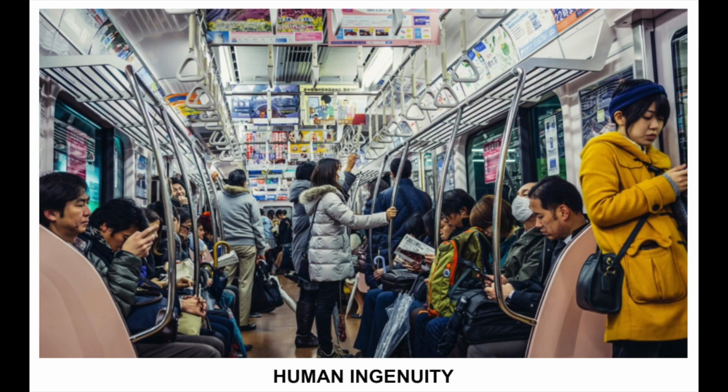Let's look at a quick example here of a visual stimulus, and let's say you're learning Japanese and the teacher presents you the following visual stimulus. It's a scene of the Tokyo Metro. Just below the image, it's going to be labeled human ingenuity. That's your course theme. So what could you present on?